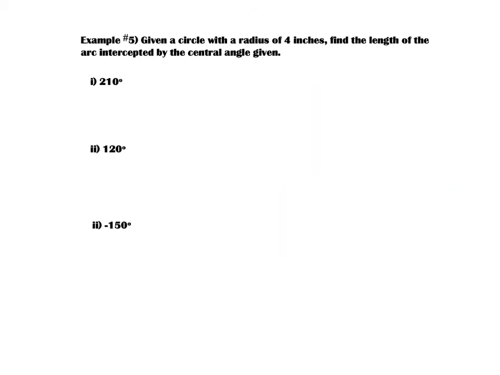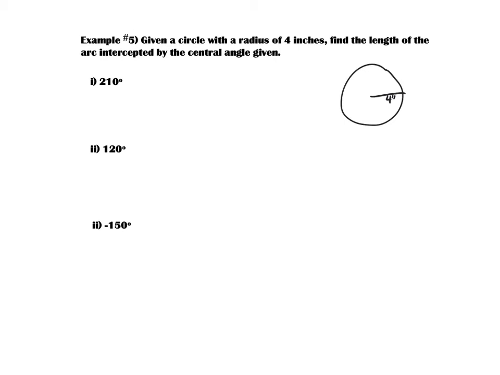Okay, let's work a little bit with arc length and the central angle. So given a circle with a radius of 4 inches, let's sketch it to the best of my ability. There's a radius of 4 inches. Find the length of the arc intercepted by the central angle given.